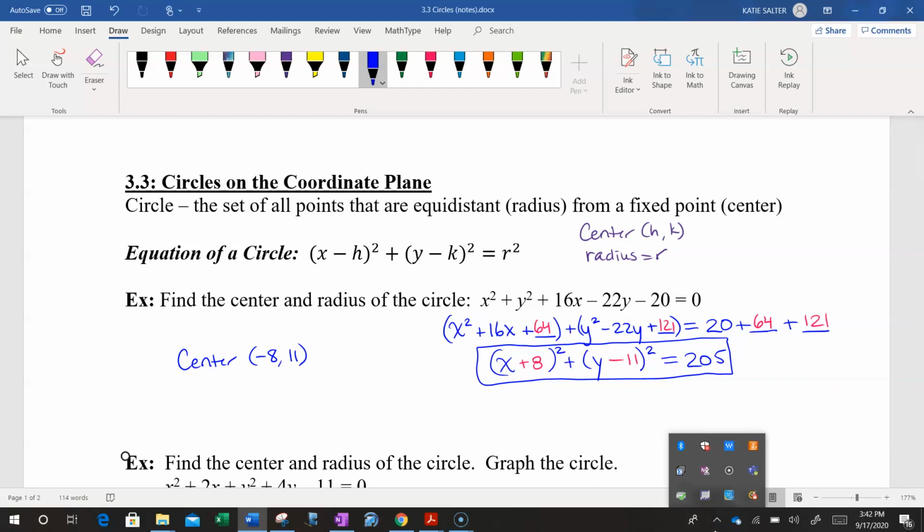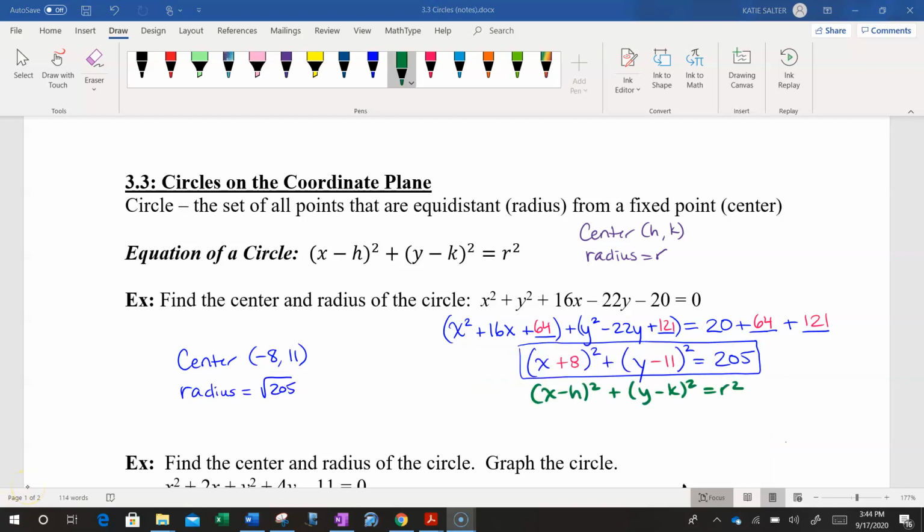And then the radius, remember, this is equal to r squared. So to get the radius, you would have to take the square root of 205. My advice, since we're just learning this formula for the first time, is to write the formula under it when you get it in the correct form so that you pick out everything correctly.